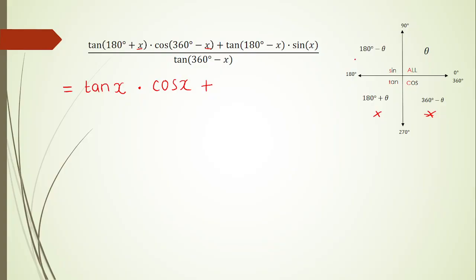Tan 180 minus, this is over here, tan is negative, remember, bracket when you have two operations next to each other, times by, this is already in its acute angle form because x is classified as the acute angle.